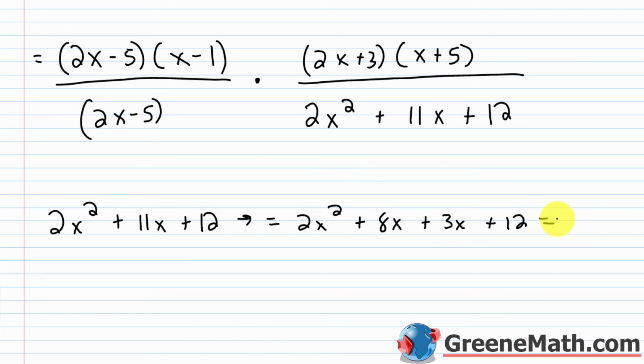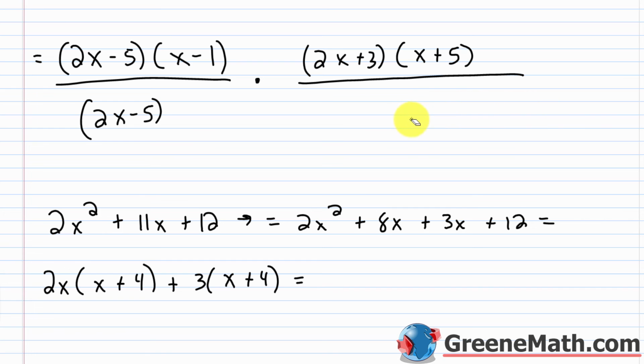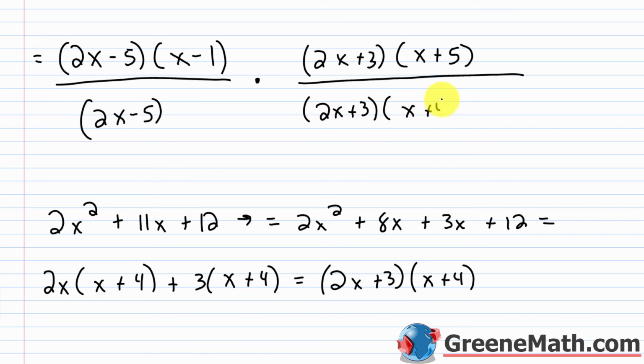So in the first group, I can pull out a 2x. And inside, I would have what? I would have x plus 4. In the second group, I can pull out a 3. So what I'd have left is, again, x plus 4. So the common binomial factor here is x plus 4. Let's pull that out, and I have 2x plus 3 times x plus 4. So this is 2x plus 3 times x plus 4.